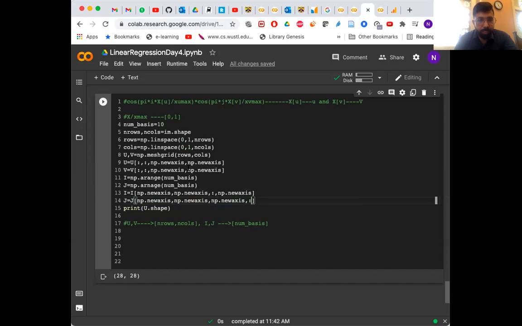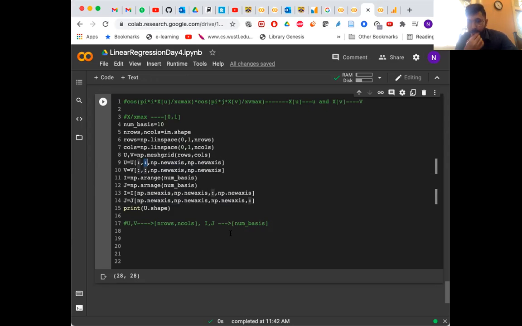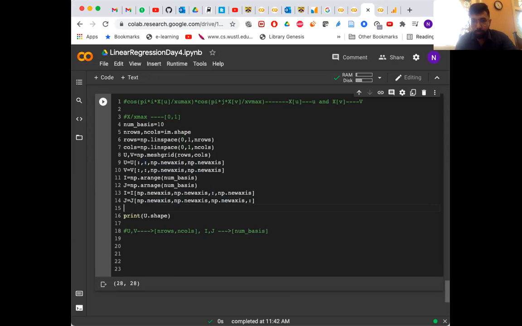Okay, so basically x and y are in the first two dimensions. This represents the rows of the image, this represents the columns of the image. The third index represents the x component of cosine, and the fourth index represents the y component of cosine. Does it make sense to everyone? Does everybody understand this broadcasting scheme? Okay, so let's get the basis.